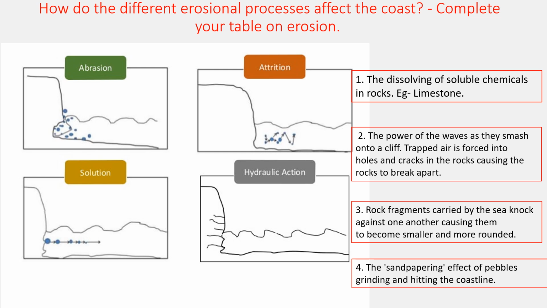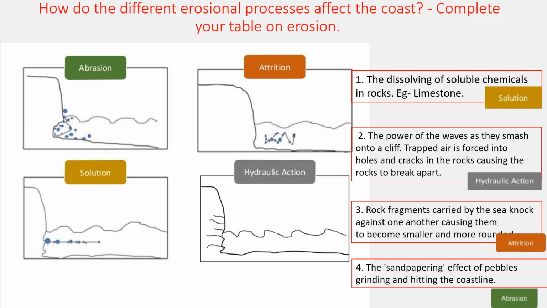Right, so let's go through the answers. Number 1, the dissolving of soluble chemicals is solution. Number 2, the power of the waves is hydraulic action. Number 3, rock fragments that hit into one another becoming rounded is attrition. And number 4, the sandpapering effect of the pebbles hitting the coast is abrasion.